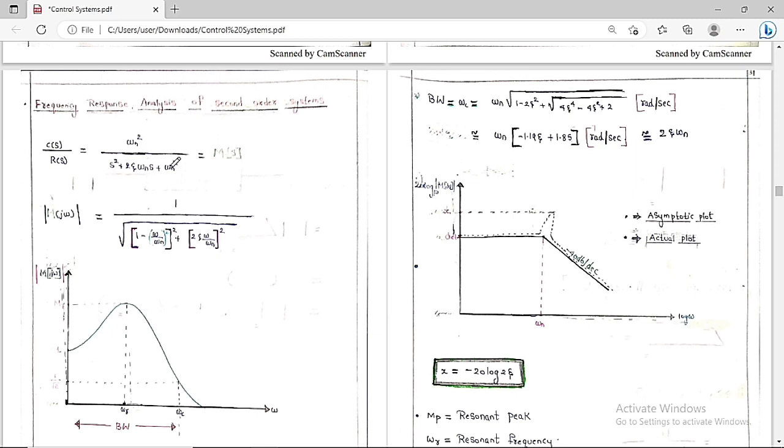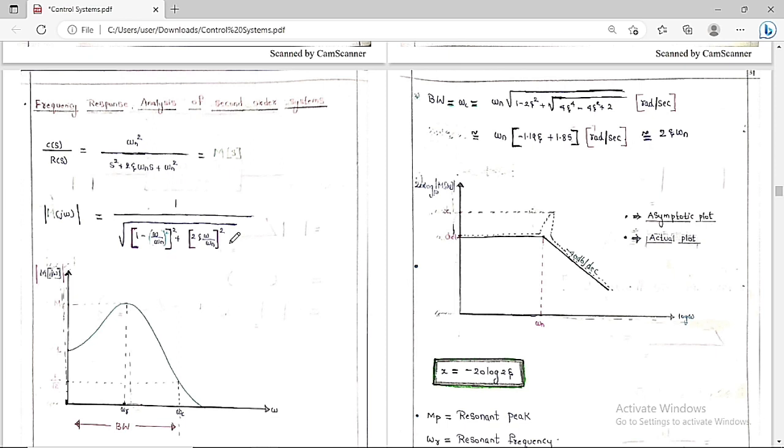If you substitute s is equal to j omega, we are going to get the complex part as well as the real part. So I want to take out the magnitude part. If we take the magnitude, we are going to get 1 by under root of 1 minus omega by omega n whole square, whole square, plus 2 zeta omega by omega n whole square.